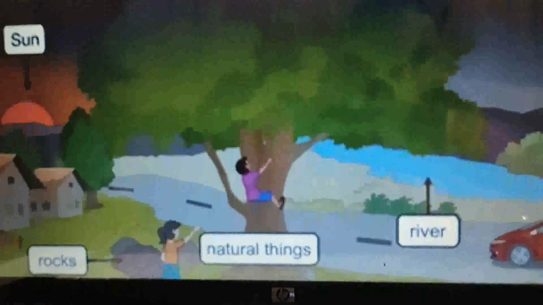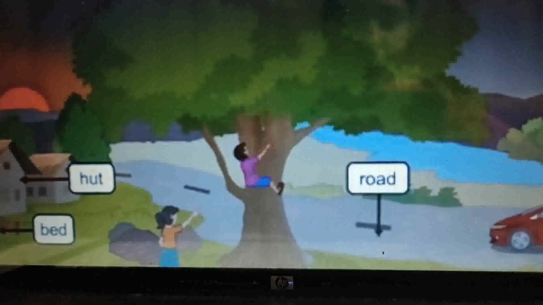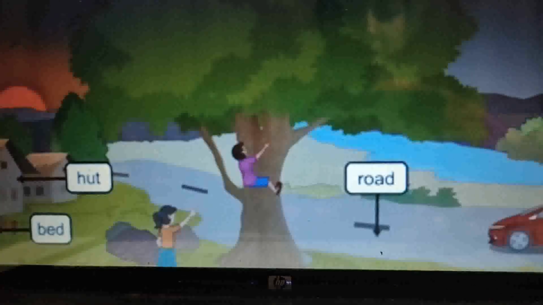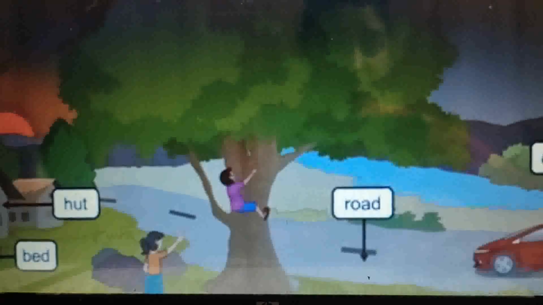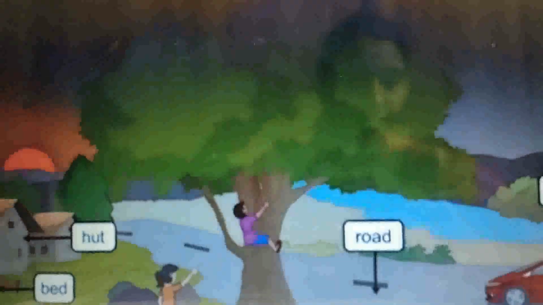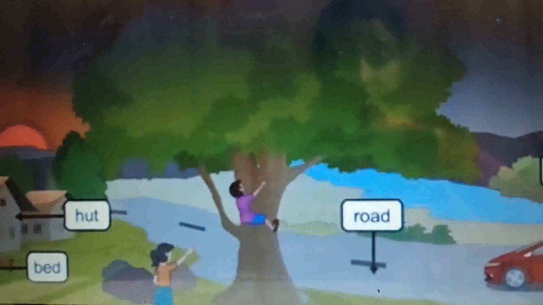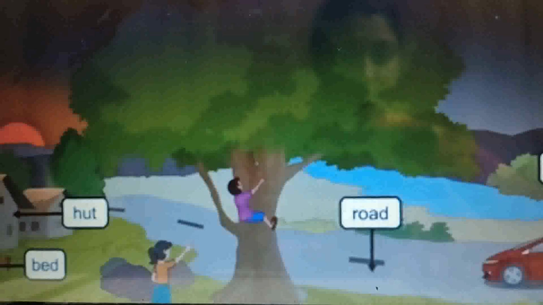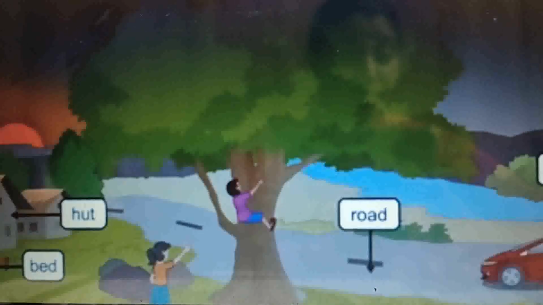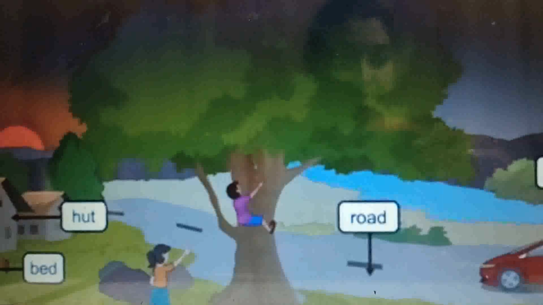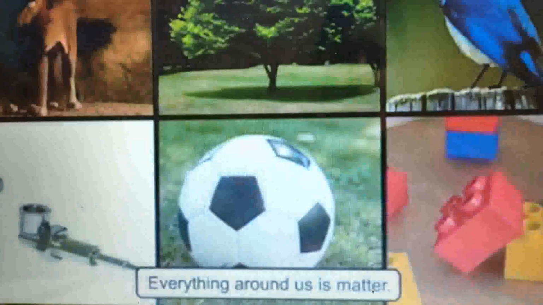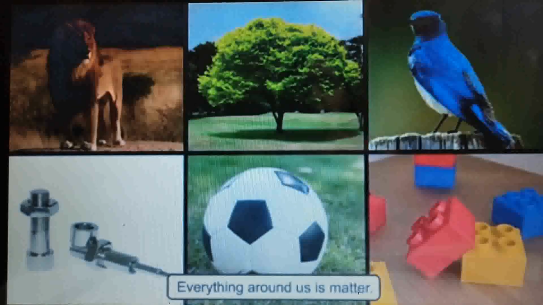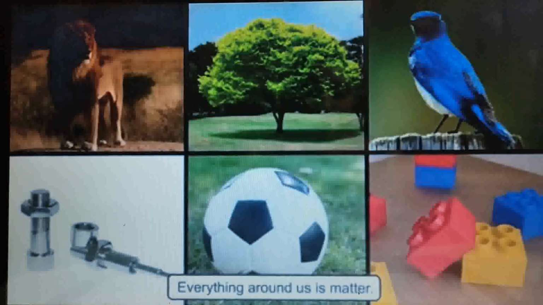Including this, children, can you see other things like hut, bed, road, car? Can you see such things also? These are the man-made things. And these man-made things are not given to us by nature. Rather, we have made them. These things and the natural things, together, everything that we can see around us, we call it matter.